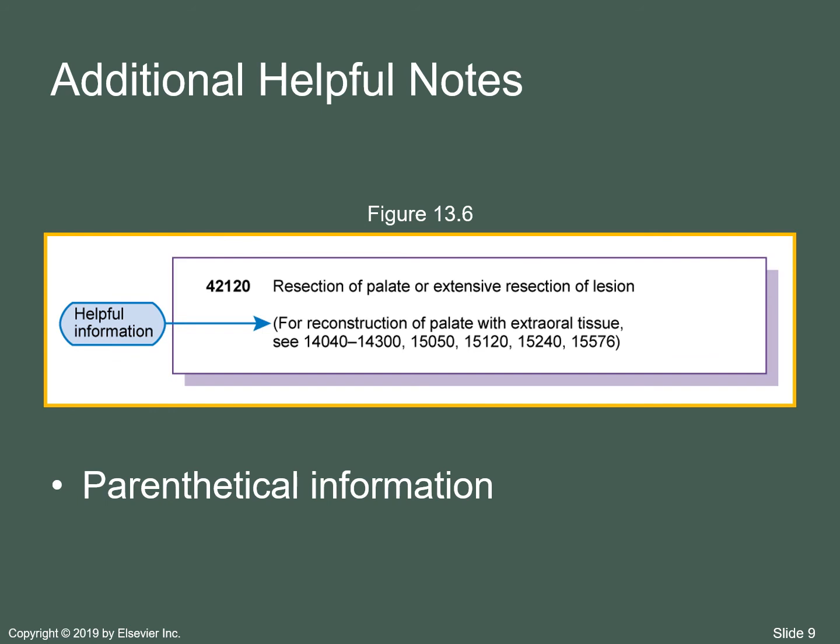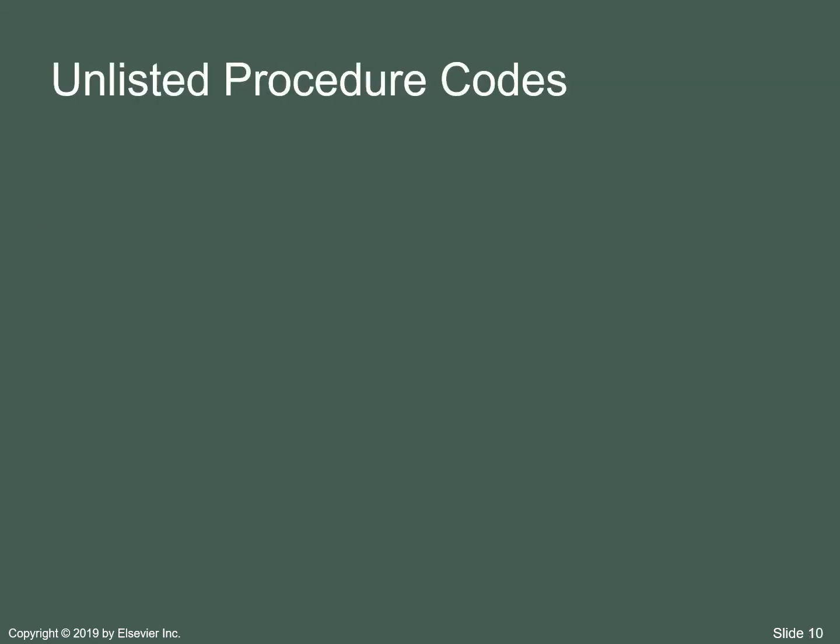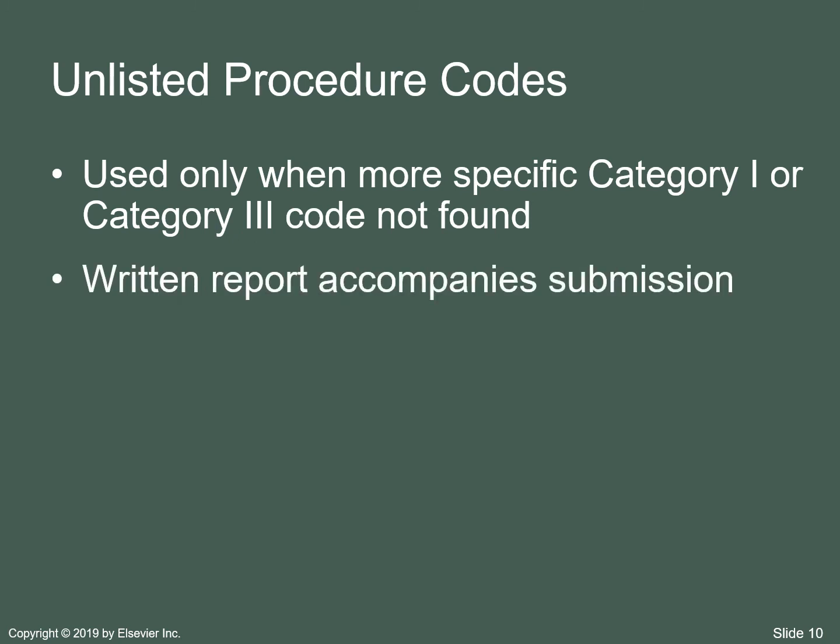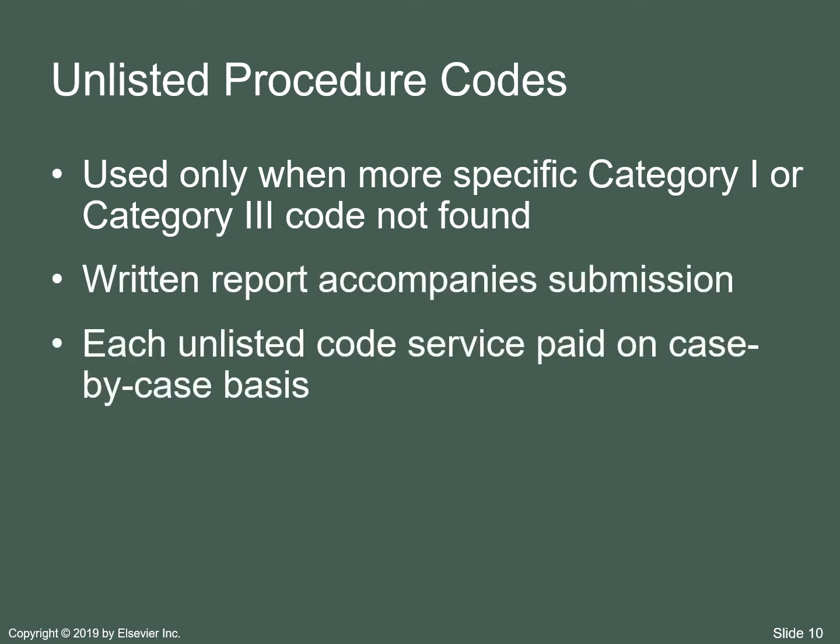Let's talk a little bit about unlisted procedure codes. Now, in the CPT book, it's a big list, and it's in the green section in the CPT book guideline. Those are unlisted procedure codes. You will use them only when a more specific category 1 or category 3 code is not found. It's a written report that's submitted, and each unlisted code service is paid on a case-by-case basis.